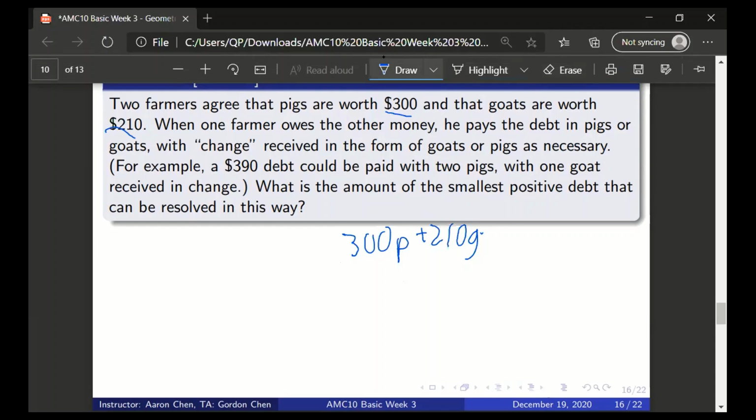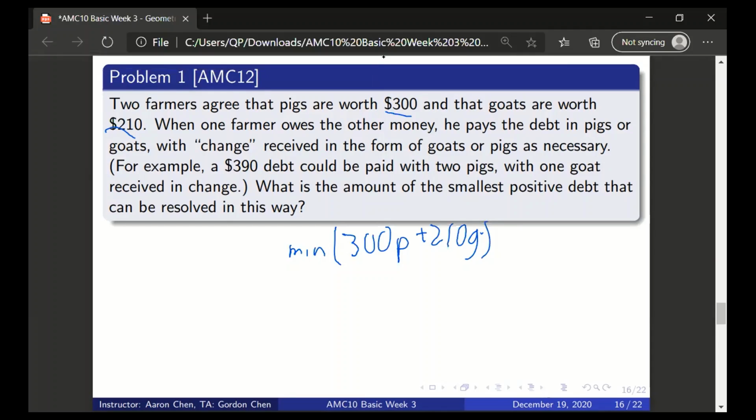And so you want to find this. What you basically want to find is the minimum value of this, given that it's still larger than 0. Obviously you can't have a fraction of a pig or a goat, so p and g must be integers. And that means that this is of the form 300p + 210g = c.